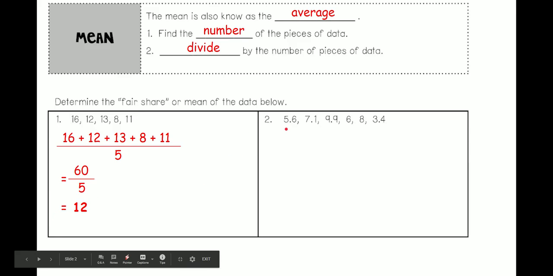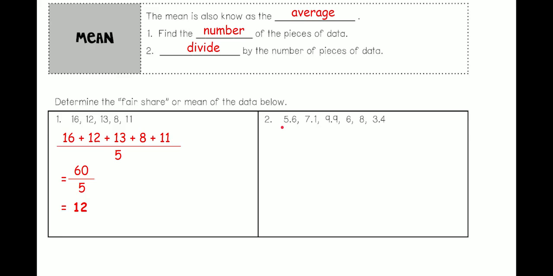Let's do another example. We can't be talking about gumballs this time because we have 5.6 and 7.1 gumballs, and we don't have partial gumballs. So let's try to divide pounds of sugar, let's say. You've got 6 people who need their sugar, and you want to divide it evenly. So we're going to take all these pounds of sugar, 5.6 plus 7.1 plus 9.9 plus 6 plus 8 plus 3.4, and because there are 6 pieces of data here, we're going to divide it by 6. It turns out that the total pounds of sugar is 40.